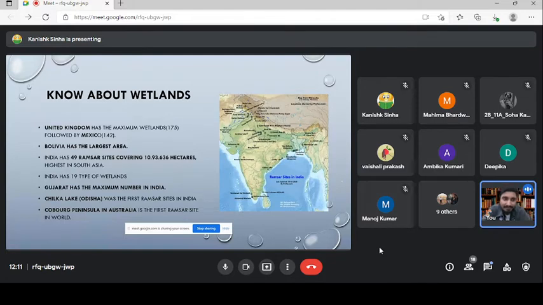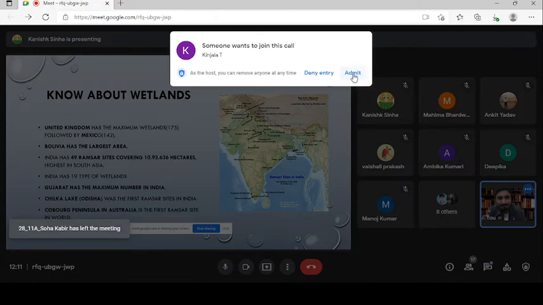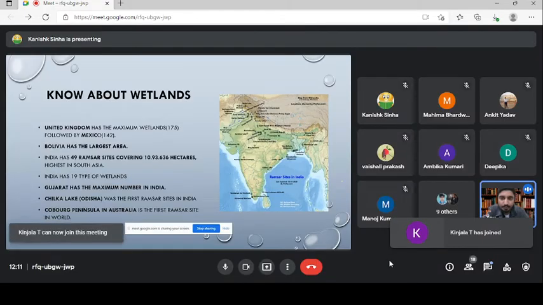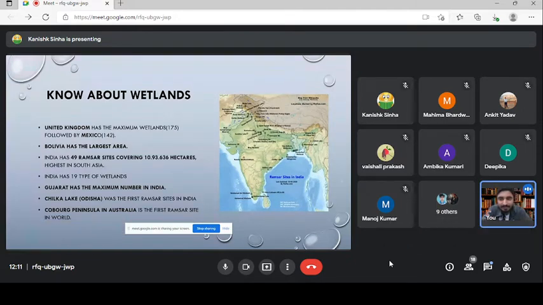Now coming to India, as I have told you, in 2022 two new Ramsar sites have been added. If we take that into consideration, now we have the total number of Ramsar sites at 49. This is very important, guys. The total number of Ramsar sites in India is 49, covering 10,93,636 hectares, which is the highest in South Asia. This is a very important question that is generally asked in various law examinations and CLAT also, that India has the highest number of Ramsar sites in the whole of South Asia, guys. That is 49. How did it become 49? After the addition of the two Ramsar sites which we discussed in the previous slides.